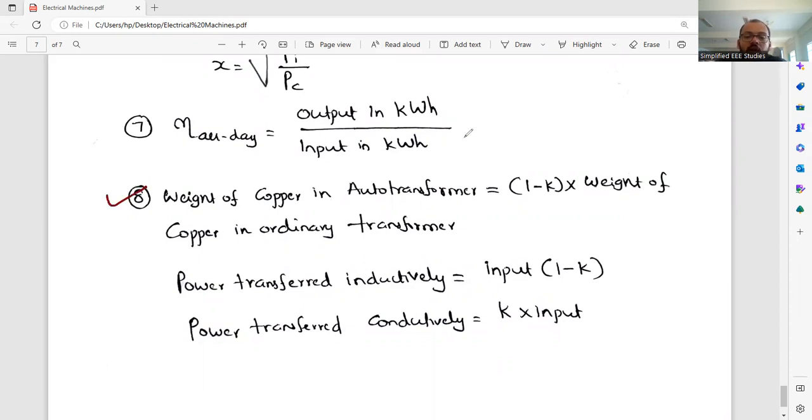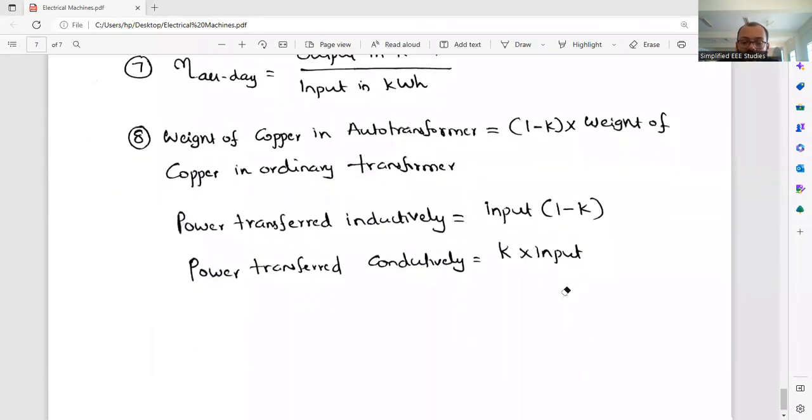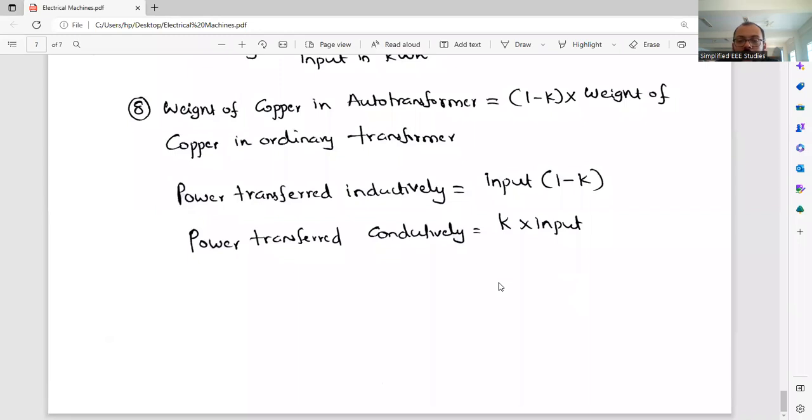Weight of copper in the auto transformer is equal to 1 minus K into weight of copper in the ordinary transformer. This much saving can be achieved. Similarly, power transferred inductively is equal to input into 1 minus K, where K is the transformation ratio. Power transferred conductively is equal to K into input power. Like that, you can write a few equations applicable for the auto transformer. I request everyone to note down these equations. There are many more equations, but I feel these are the most important for your competitive examination.